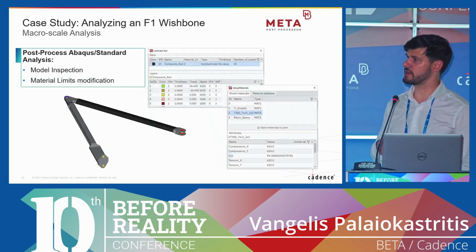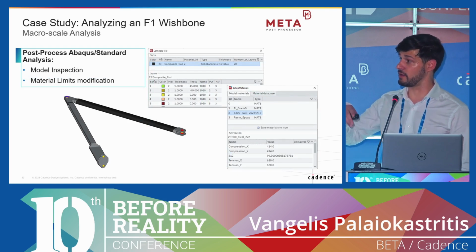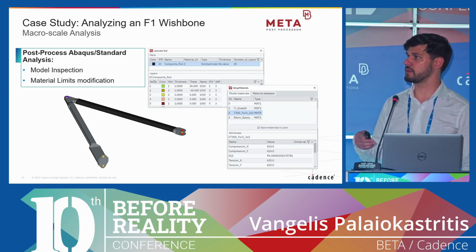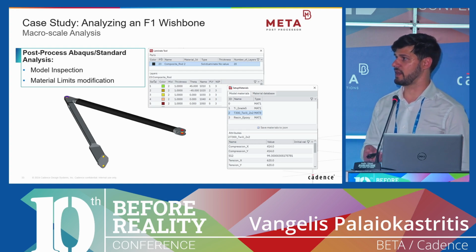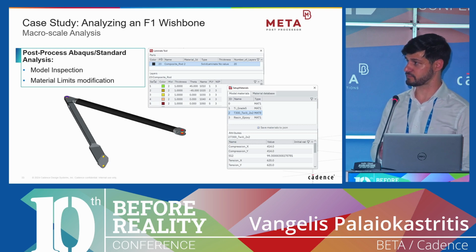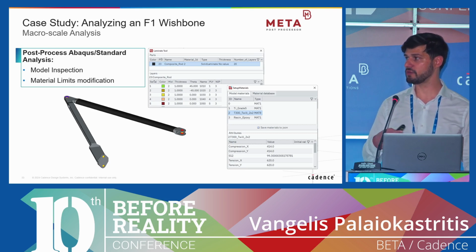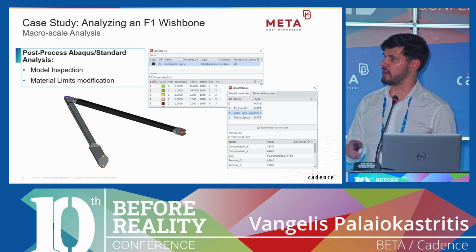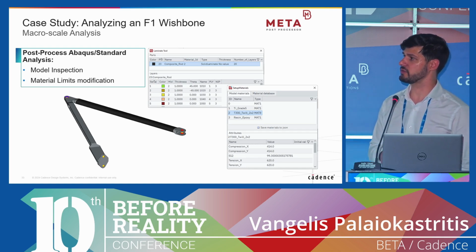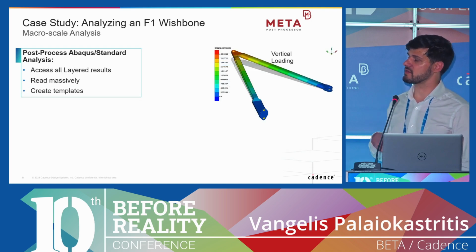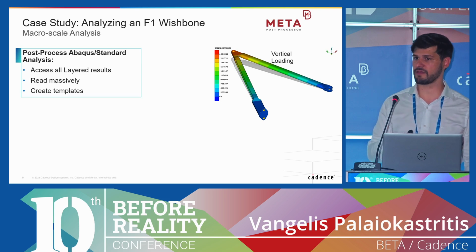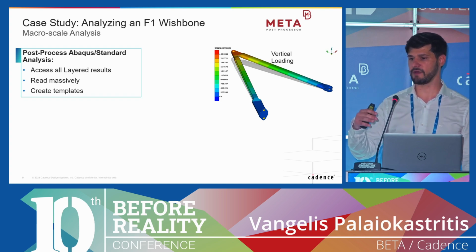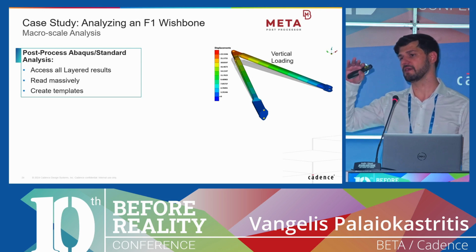The challenge is that in META we also have tools that allow us to inspect lamination information and also modify material limits if we want to evaluate failure criteria as a post-processing action. And the challenge is to access all the layered results. When we are dealing with composites, we have multiple results per element and per layer.